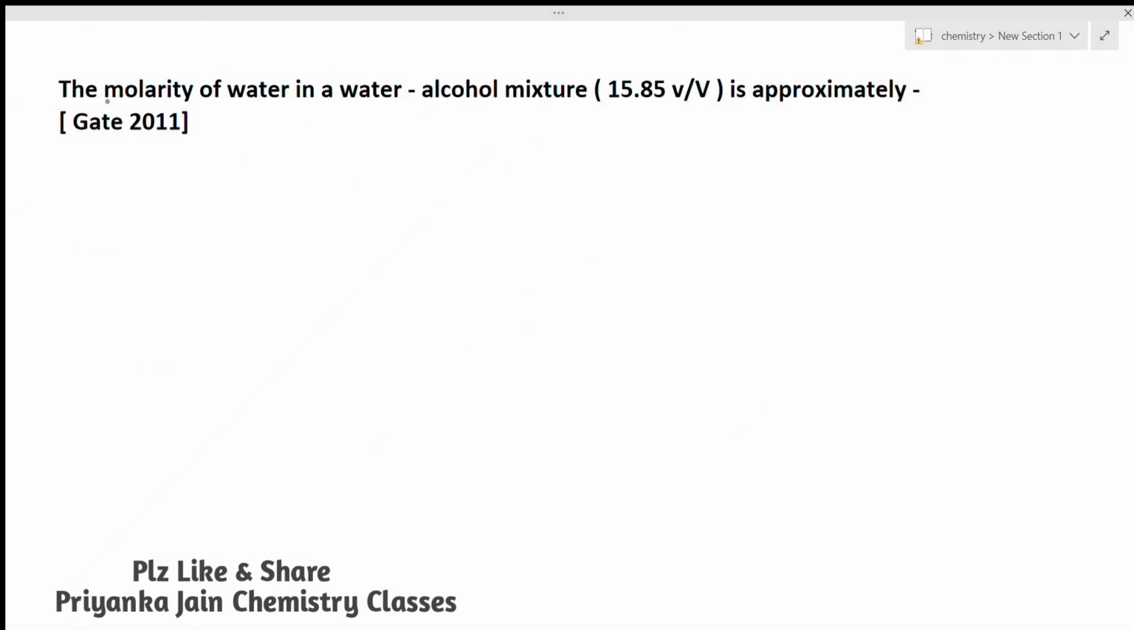Now see the next question. The molarity of water in water alcohol mixture. We have given a mixture of water and alcohol that is 15.85 V/V. It means percentage V by V is 15.85. What is the meaning of it? It means 15.85 mL of water is present in 100 mL of solution, right?